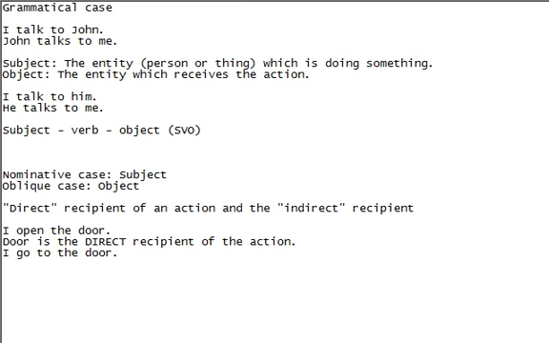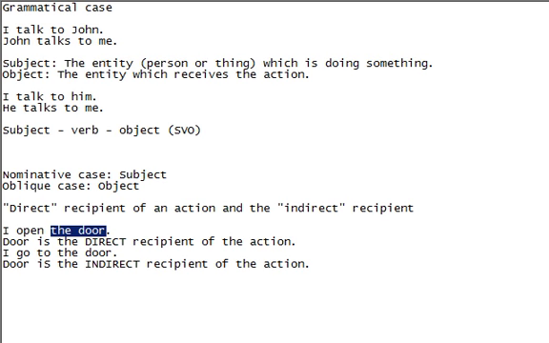But you can say, "I go to the door." And if you have to put a word in the middle like that, then what's happening here is the door is the indirect recipient of the action. Again, usually something is the direct recipient if there's no intervening word. You can't just say "I open door." There has to be an article there in English.